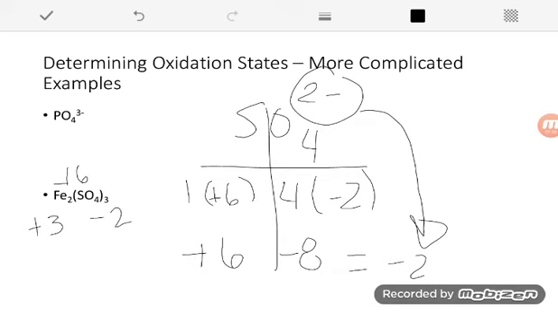So even when I have 3 elements, I can just use an extra step in order to figure out those oxidation states.